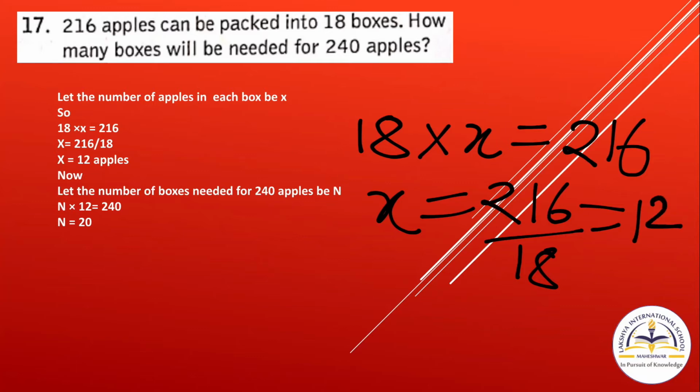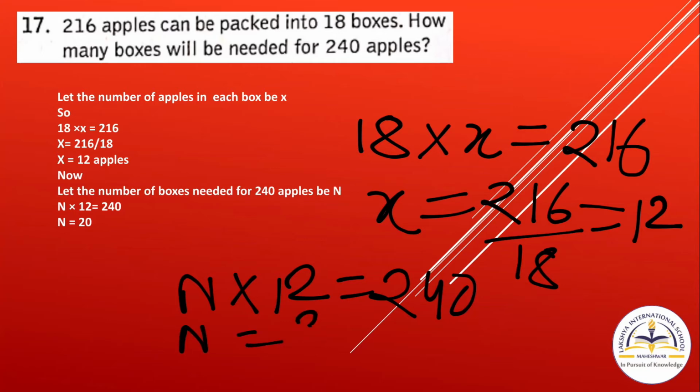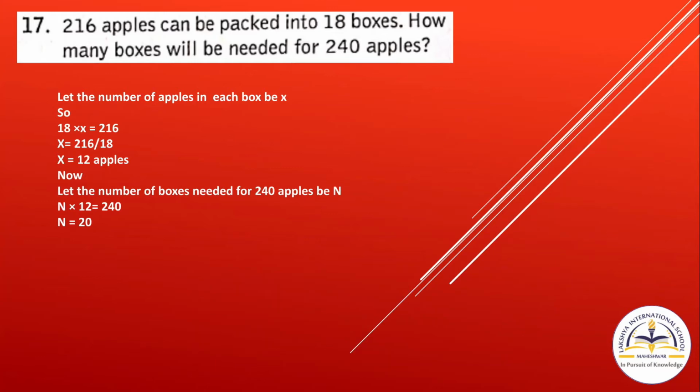So there are 12 apples in each box. Now let the number of boxes needed for 240 apples be n. Now we will consider 240 apples, that is n multiplied by 12 equals 240. Now n equals 240 by 12, and we know 12 twos are 24. It means n equals 20. So 20 boxes will be needed for 240 apples. This will be the answer.